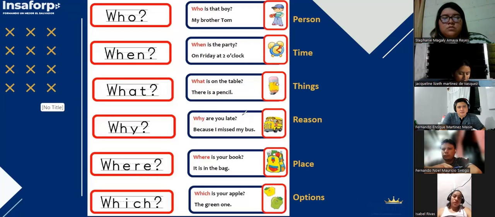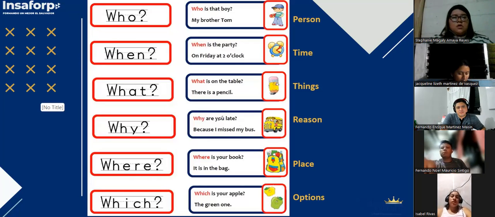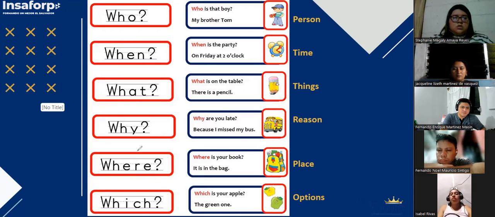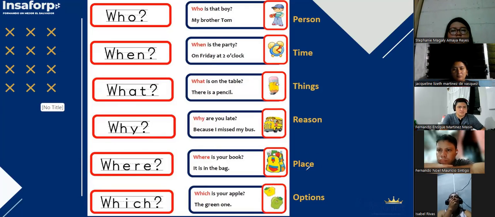Why? Why are you late? Because I missed my bus. Okay, this is the reason why this person is late. Why are you late? Because I missed my bus. Okay, let's see. What about where? When do we use where? What information do we request when we are using where in a question? Okay, we'll say that it's a place, a location. Okay, location or place.